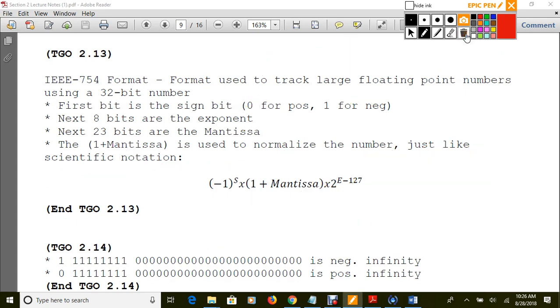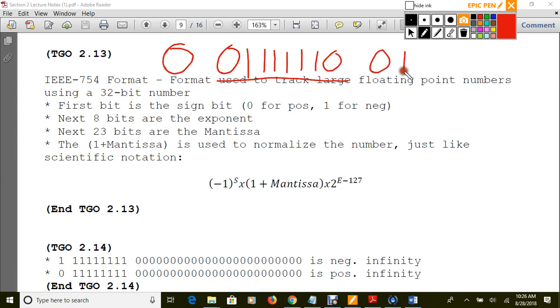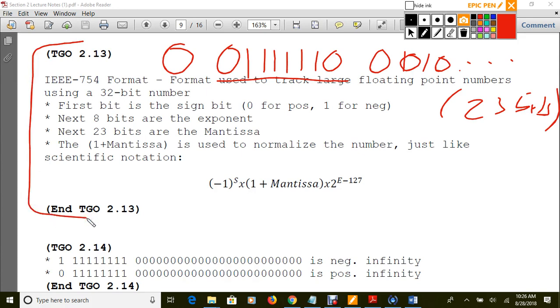So then our full scientific notation for that number would be 0, exponent, 0, 1, 0, and then 23 bits. So if it's still confusing you, I highly recommend reviewing this topical guide objective and then going through the problems with that definition. That'll help you out a lot.